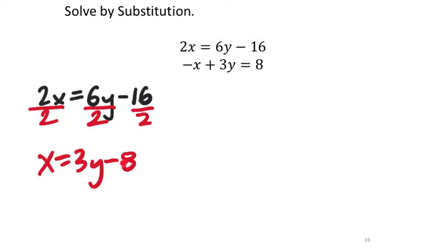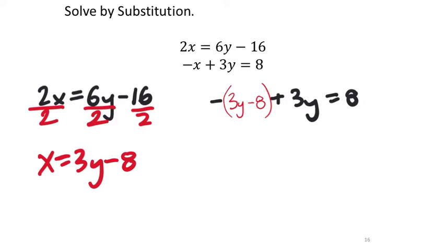Well, now I do have an x value, x equals 3y minus 8. So I'm going to go to the second equation, negative x plus 3y equals 8. And I'm going to replace the x with the expression we just found for x. And yeah, it's negative, so I will need some parentheses there, by the way. 3y minus 8.